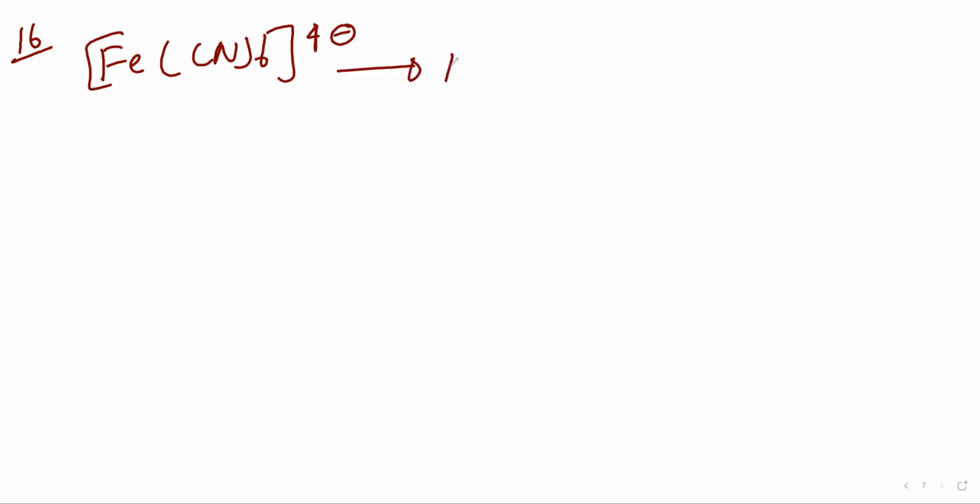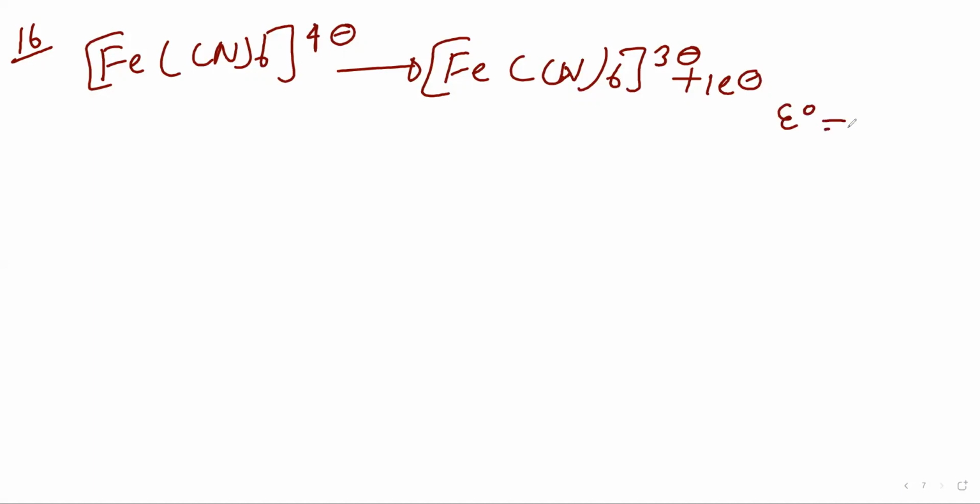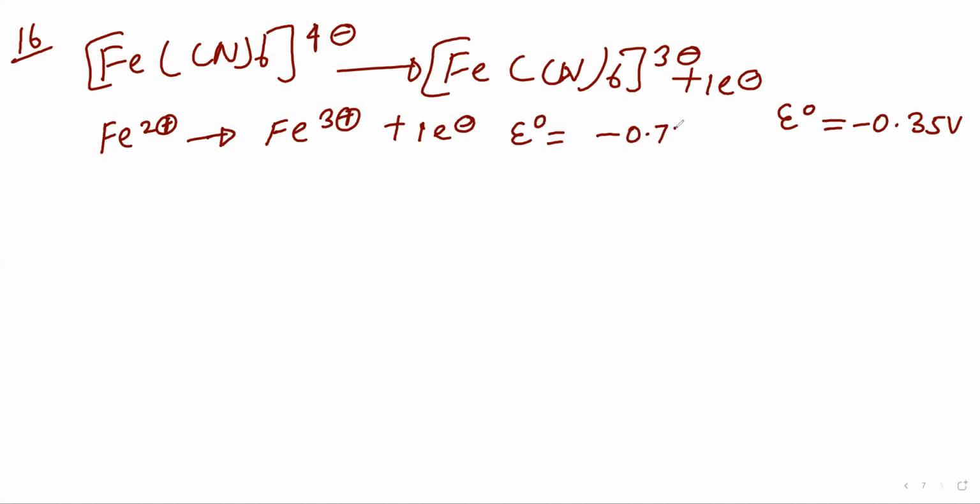Now look at the 16th question. On the basis of the following E naught values, which is the strongest oxidizing agent? It is given Fe(CN)6 4- producing Fe(CN)6 3- plus 1 electron, with E naught of this reaction given as minus 0.35 volt. The next reaction is Fe2+ losing 1 electron to form Fe3+, and E naught of this reaction is minus 0.77 volt. You have to tell the strongest oxidizing agent.